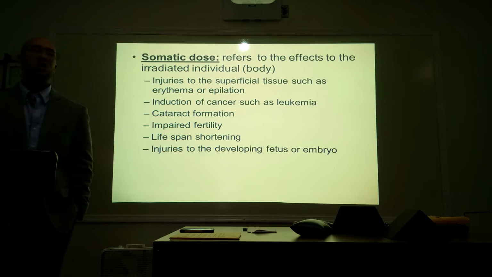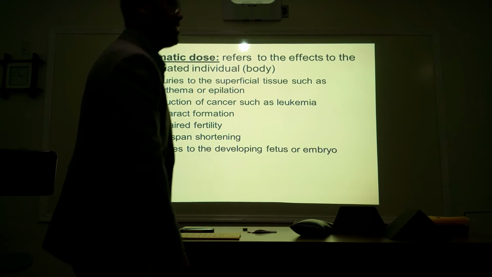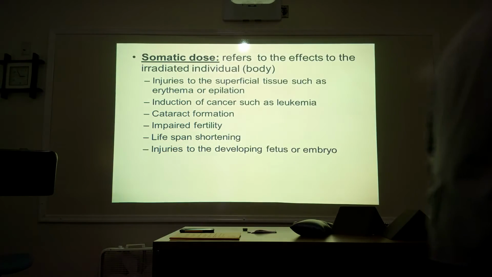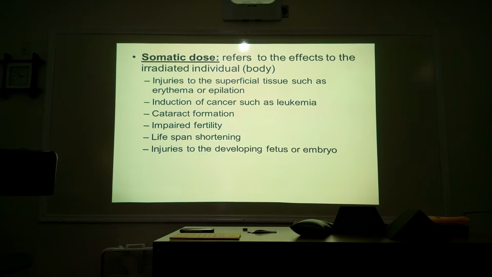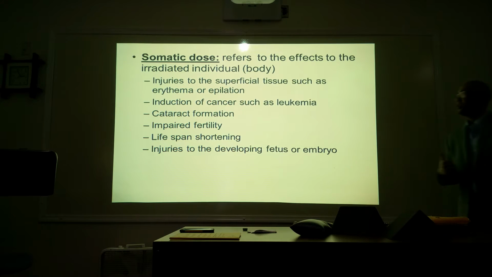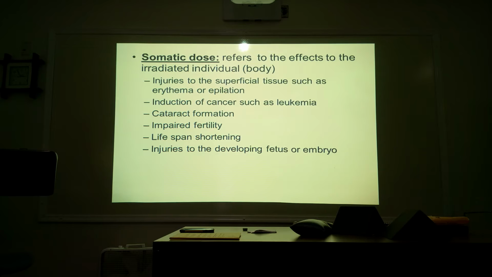First one here is the somatic effect caused by the somatic dose. These are effects to the irradiated individual. So this could mean patient, it can also mean technologists. It's whoever's getting hit with radiation. The somatic effects include injuries to superficial tissues such as erythema. What's erythema? Reddening of the skin. And then what's epilation?